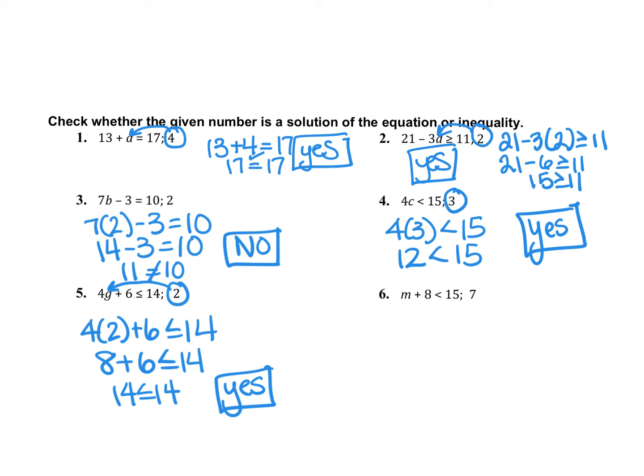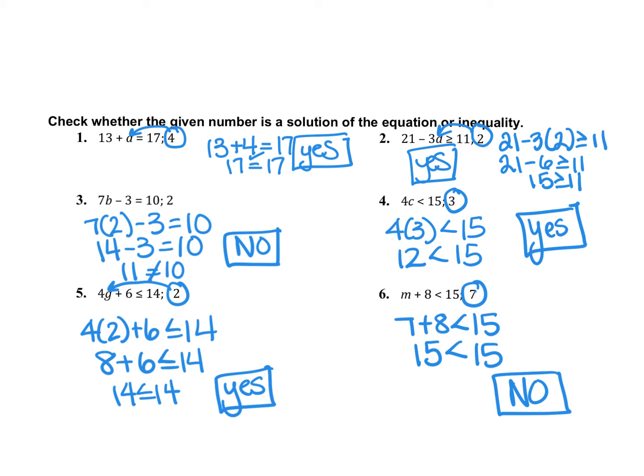All right, and for our last one here, we have m plus 8 is less than 15, and so we're checking to see, is 7 a solution? So 7 plus 8 is less than 15. Well, 7 plus 8 is 15, but because 15 is not less than 15, we are going to say it's no. Now, just like the other one, if we had had an equal sign underneath it, well, then we could say yes, it would be a solution.